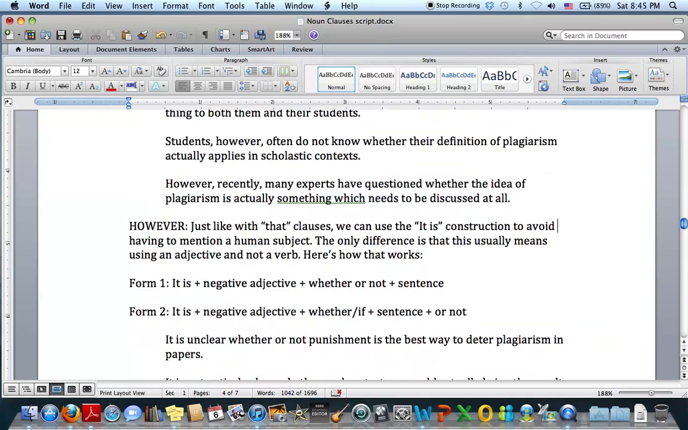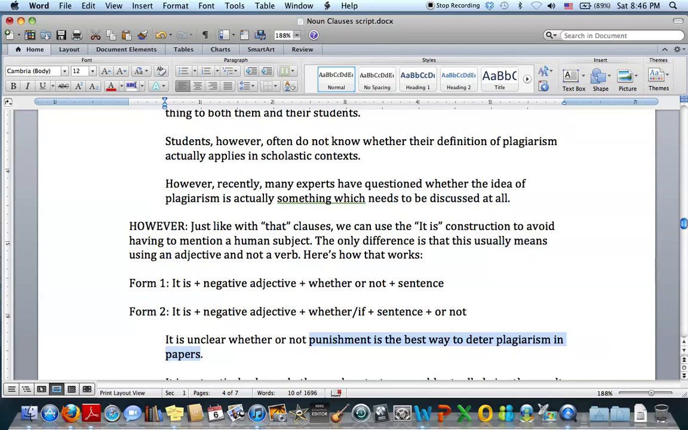So let's take a look at what that means. Here we go. It is unclear. Now this right here is a negative adjective. It's got the un in front of it, and that makes it negative. It is unclear. Now we get the whether or not. Whether or not, okay, and now we have a sentence. Whether or not punishment is the best way to deter plagiarism in papers. All we're saying right here is we don't know if this really is the best way to do this.